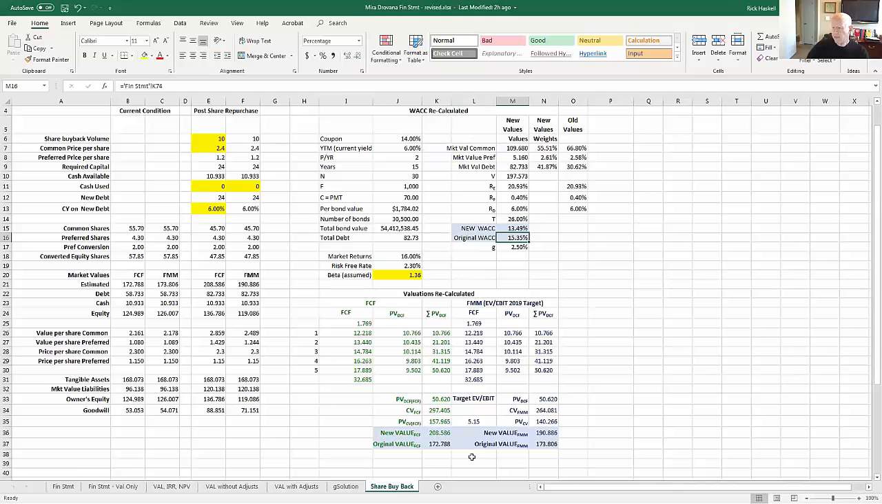Well, again, that's changing our values. And now we see that our value has increased to 208.6 against the original value before this of 172.8, or about a $36 million improvement. That's not trivial. I don't care who you are.